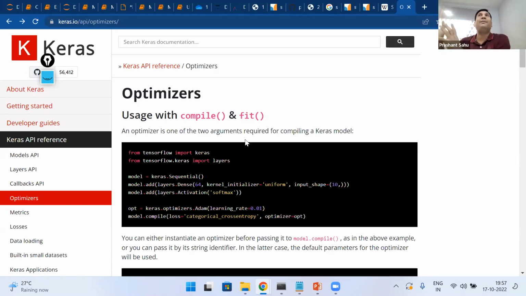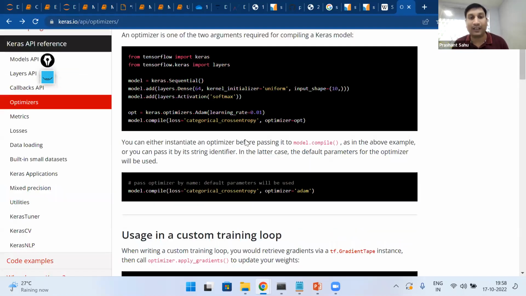The scikit-learn API refers to this by the name solver. Remember, we have different names again. So scikit-learn refers to this as solver. The SciPy API refers to this as a solver. But in Keras, in deep learning, we refer to this by the name optimizer.